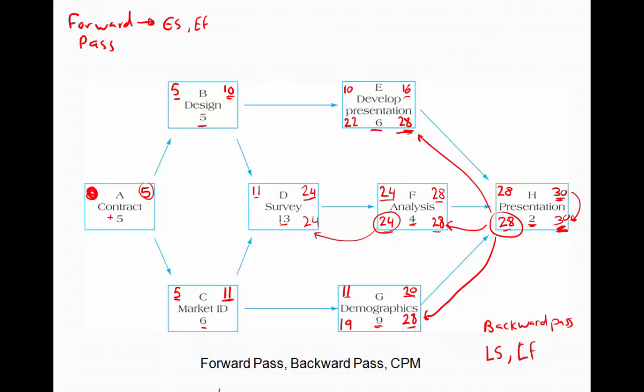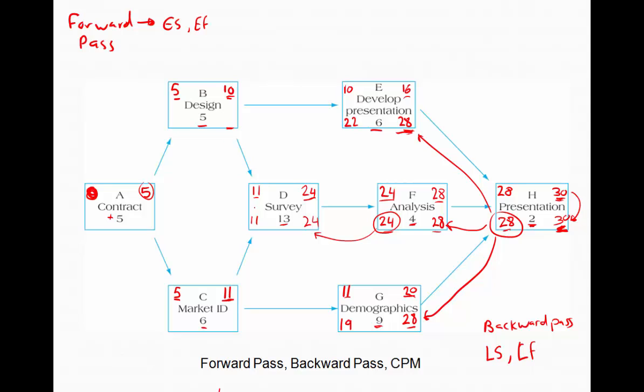So 24 subtract 13 gives us 11. Let's go up to activity B. Activity B is a burst activity. And the rule tells us whenever you're doing a backward pass and you're at a burst activity, you have to determine which predecessor's late start value you take and carry over as a late finish for activity B.